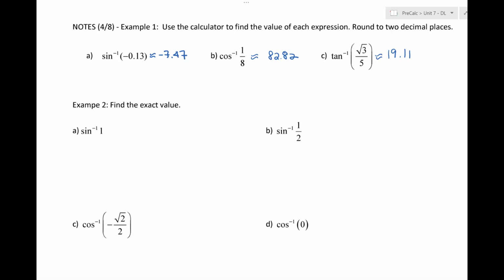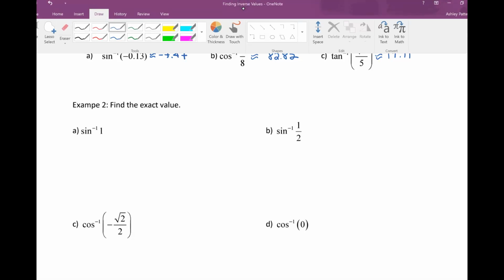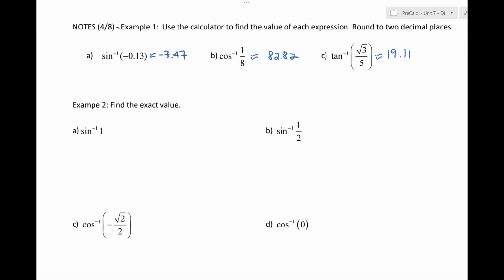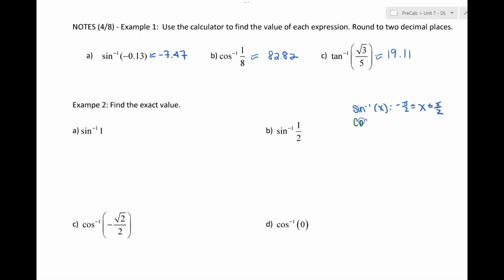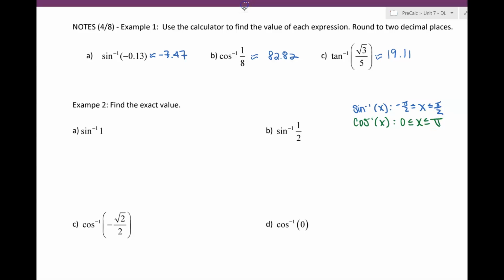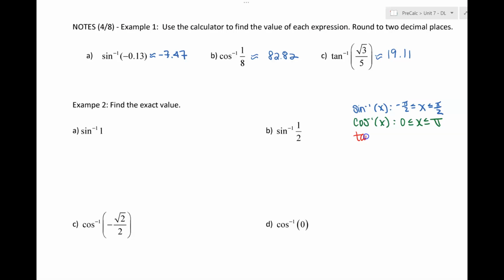We need to be able to find the inverse using exact values. Now, remember, we saw with graphing that there are some restrictions. Inverse sine is restricted from negative pi over 2 to pi over 2. Inverse cosine is restricted from 0 to pi. And then inverse tangent, its function is restricted the same as sine.